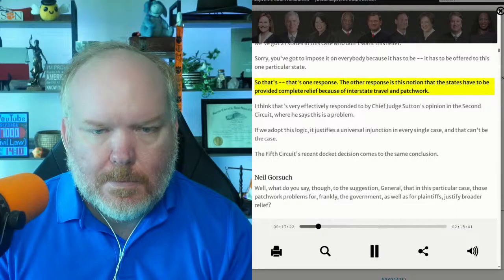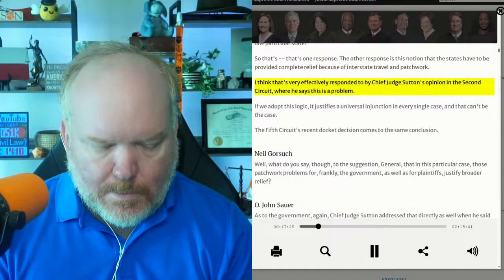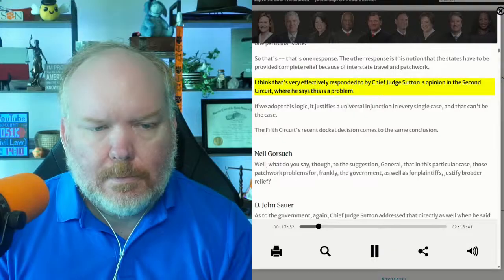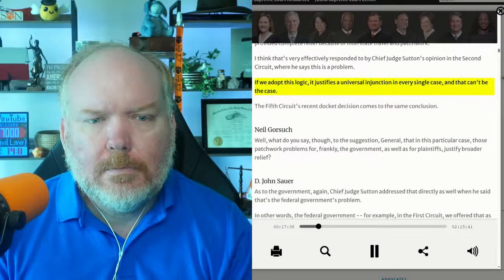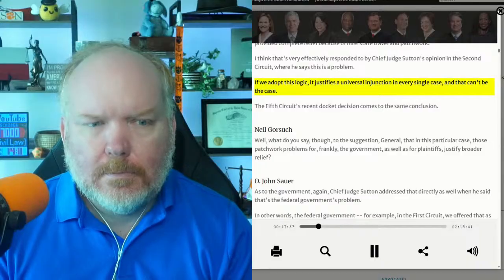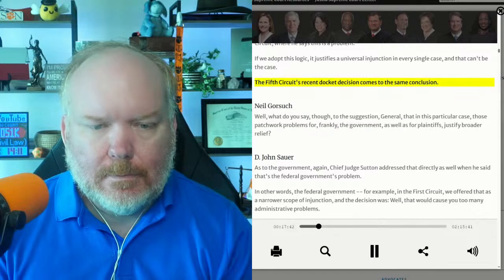So that's one response. The other response is this notion that the states have to be provided a complete relief because of interstate travel and patchwork. I think that's very effectively responded to by Chief Judge Sutton's opinion in the Sixth Circuit, where he says, if we adopt this logic, it justifies a universal injunction in every single case, and that can't be the case. The Fifth Circuit's recent DACA decision comes to the same conclusion.